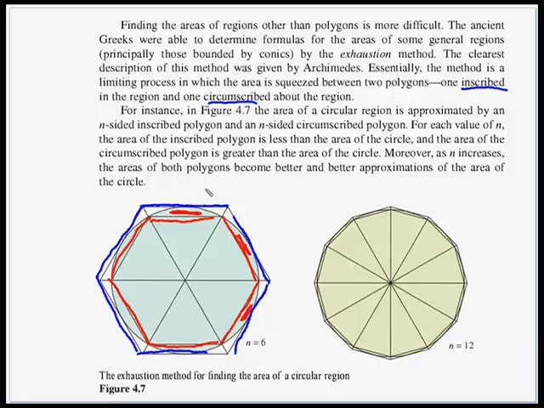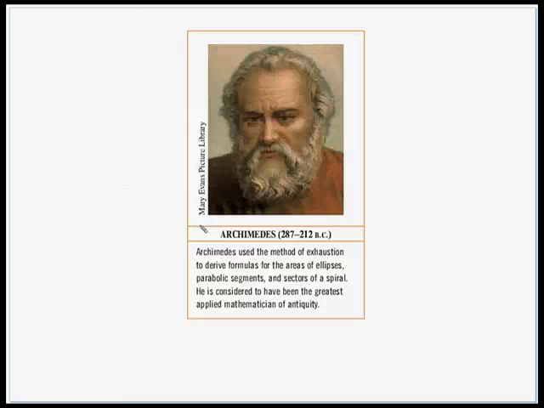And as we increase, this is n equals 6, we have a 6-sided polygon. As we get more and more, here is a 12-sided polygon, circumscribed and inscribed in and about a circle. When you increase the number of divisions, you're going to get closer to the true area of that circle. And there's a picture of my buddy Archimedes. He used this exhaustion method to derive the formulas for areas of ellipses, parabolic segments, and sectors of a spiral. He is considered to be the greatest applied mathematician in all of antiquity.